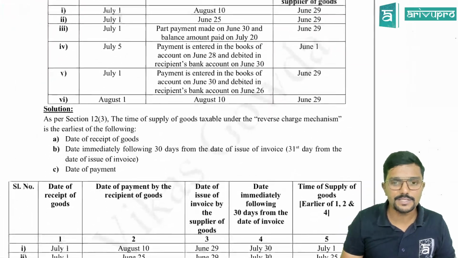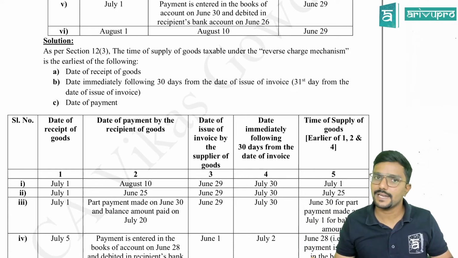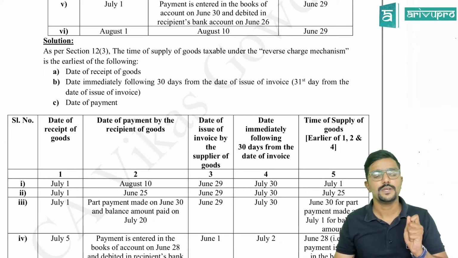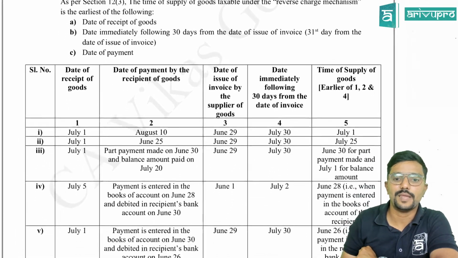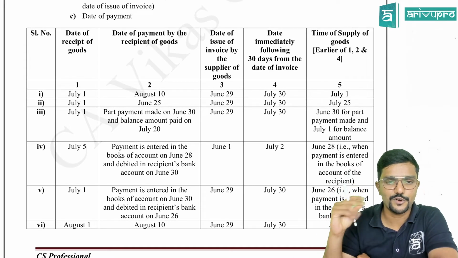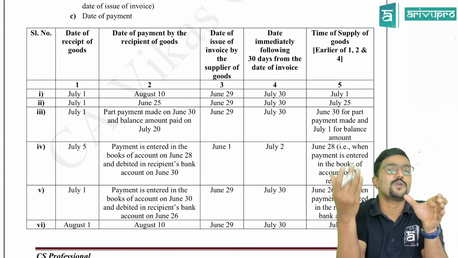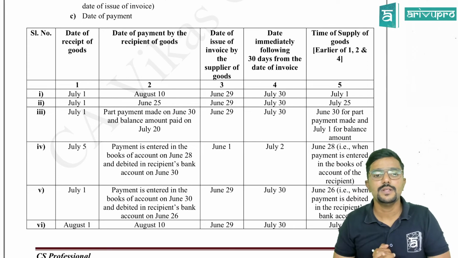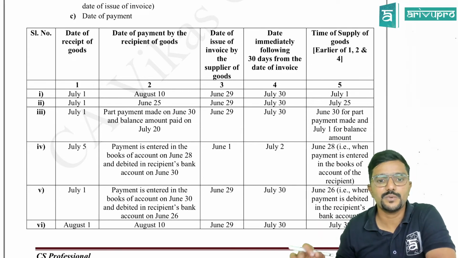There are totally 6 scenarios. So first, explain the provision. As per section 12.3, the time of supply of goods taxable under reverse charge is the earliest of the following: date of receipt of goods, date immediately following 30 days from the date of invoice, and last one is date of payment. So here one by one I have answered it. Let us go through it, guys. Focus, this is important, because date calculation, sometimes you may go wrong in an urgency, so please be careful. First scenario, July 1st, date of receipt of goods. Date of payment, August 10th. Date of invoice is June 29th.